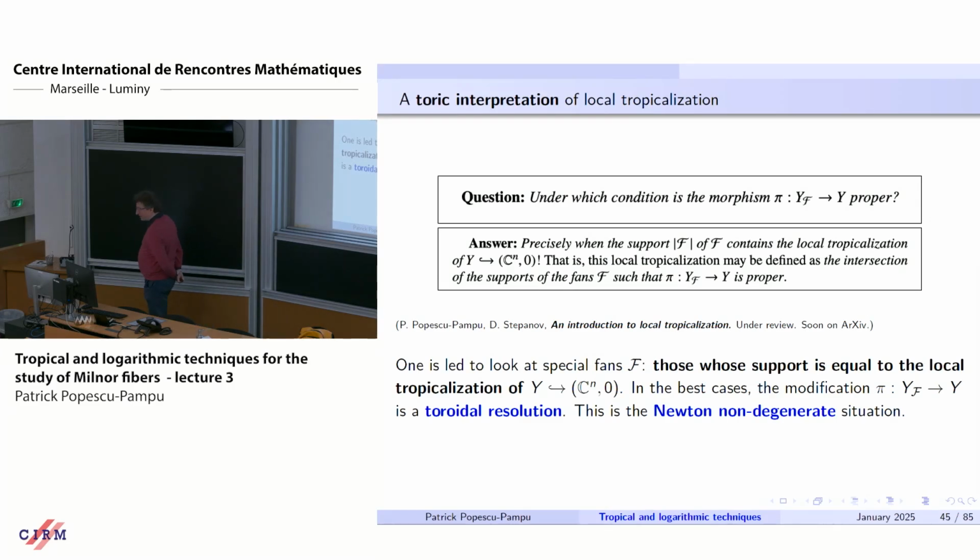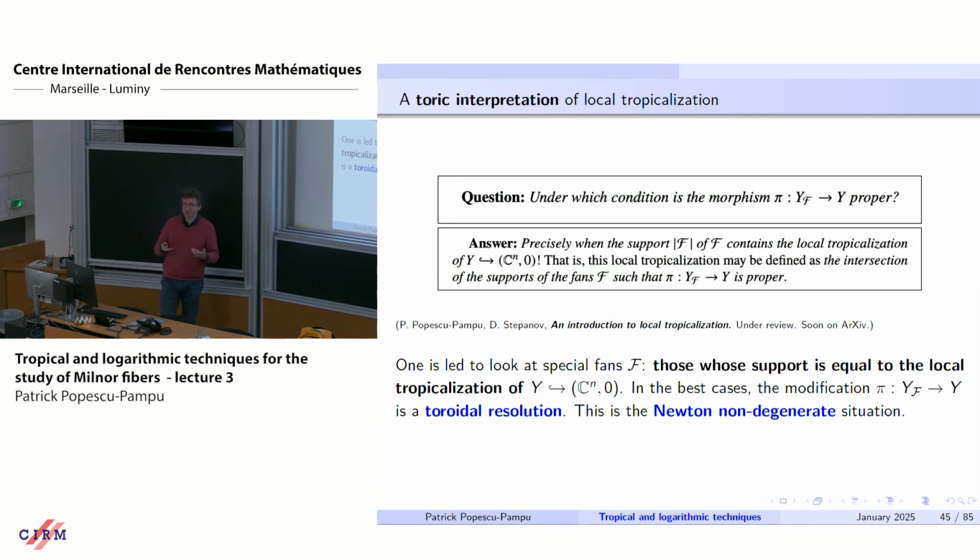So I explained yesterday that if we have a germ at the origin of Cn, here it's important that coordinates are fixed. Then there is a combinatorial object associated to it, which is called its local tropicalization, and which is the support of a fan. The fan is not canonical, so one can play with different fans with the same support. And when one has that fan, one can take the associated toric birational morphism with target Cn.